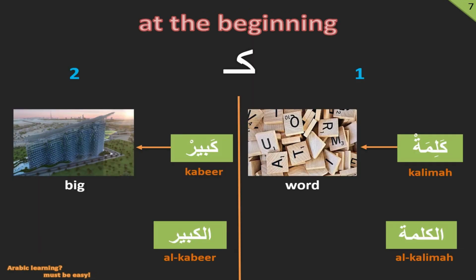Here we have two examples from the first form of the letter Kaaf at the beginning of the word. As simple examples, we have here the noun كلمة. كلمة. So فتحة on كاف, كسرة under لام, فتحة on ميم, سكون on تاء مربوطة, كلمة. كلمة means word and the word would be الكلمة. And the second example, the adjective كبير. كبير. So فتحة on كاف and سكون on راء. كبير means big. And the big one means الكبير. So we notice that ال with the letter كاف occurs لام قمرية. الكلمة الكبير.